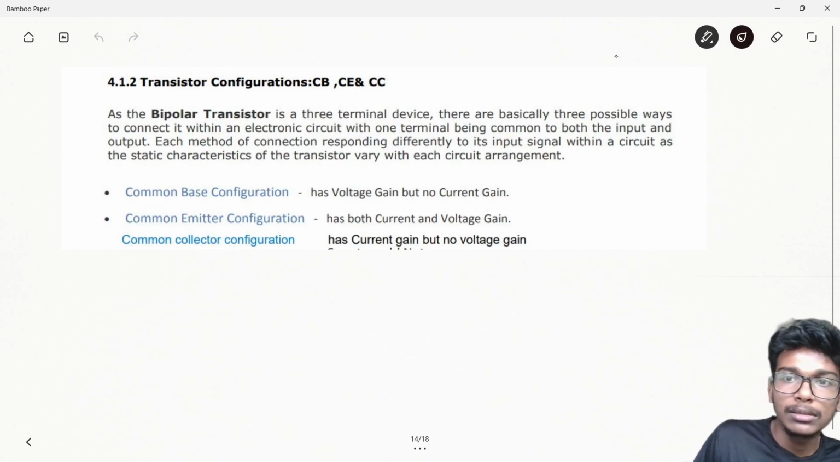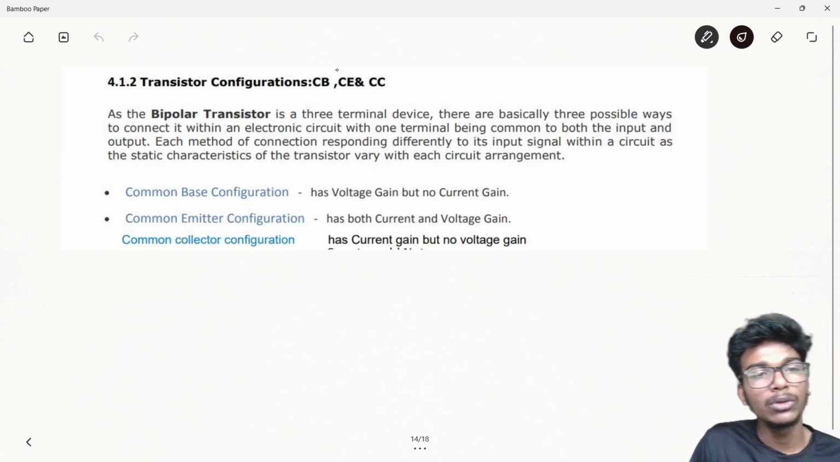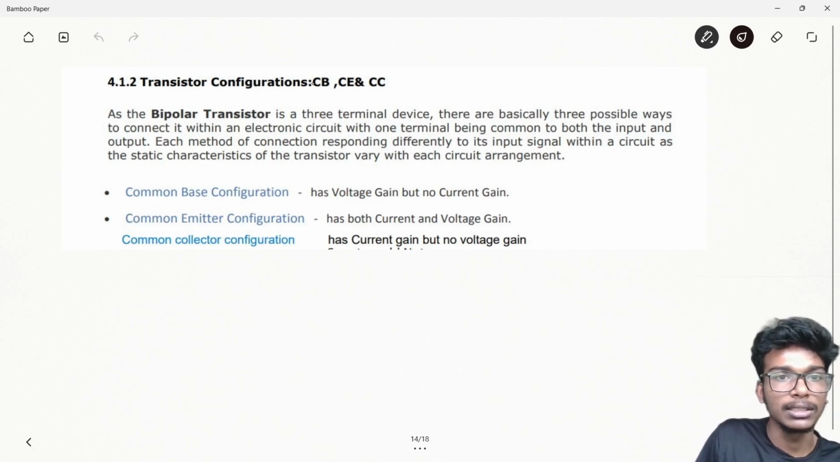Hi guys, welcome back. In the previous video, we discussed the basics of a transistor, what is meant by a transistor, and different types of transistors. We mainly discussed the bipolar transistor itself. In this video, we are going to discuss the configurations of a transistor. We have three types of configuration.